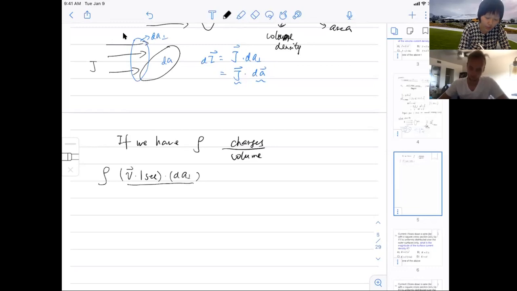So this is your current. Current is dq over dt, so it's this much charge over time. You said it's 1 second, right? So that's your dI, and dI is also J dA perpendicular. If I cancel out dA and the 1 second, I get J is equal to rho times v.